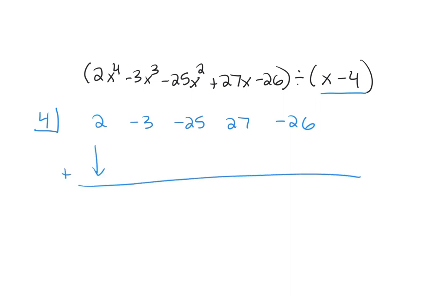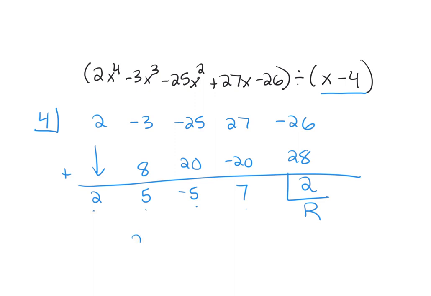Bring down 2, multiply 8, add 5, multiply 20, add negative 5, multiply negative 20, add 7, multiply 28, add 2. So they go pretty quick. And then here's my remainder, constant, x, x squared, x to the third. So 2x to the third plus 5x squared minus 5x plus 7 plus the remainder 2 over x minus 4.